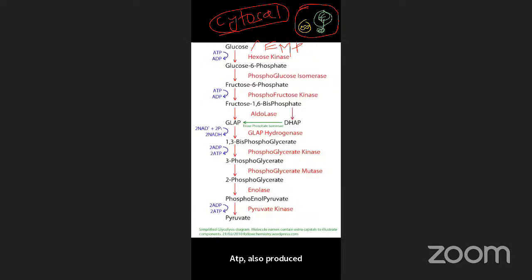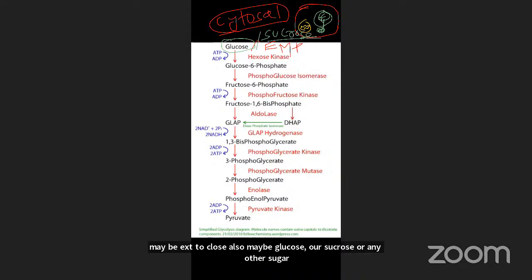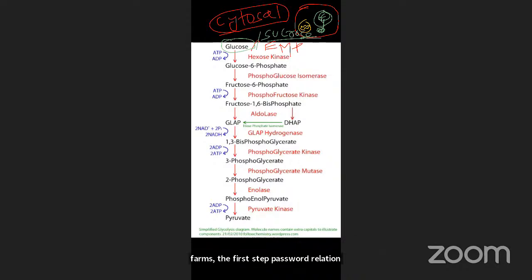What is the substrate? I already told you, the substrate itself is glucose. The carbohydrate formed in the chloroplast is diffused in the form of glucose, or it may be sucrose, or any other sugar. The first step is phosphorylation. This reaction is called phosphorylation.